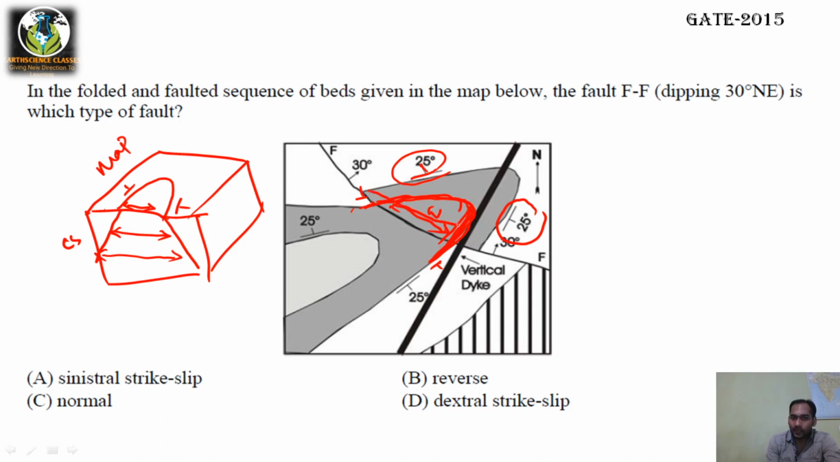You can see the width has increased to this much. Now the width has increased to this much. That means what? We are going to the deeper side. But this is a map. That means what? This deeper part is exposed.